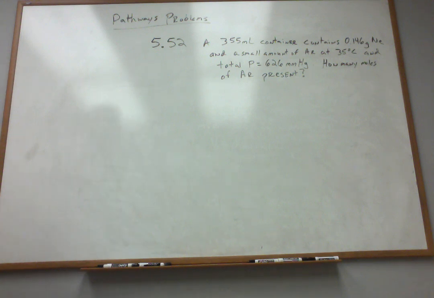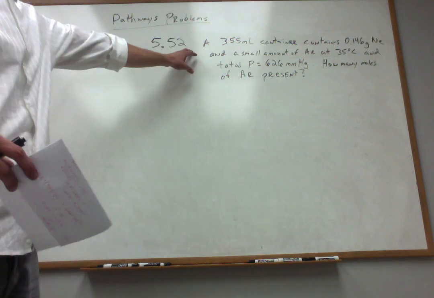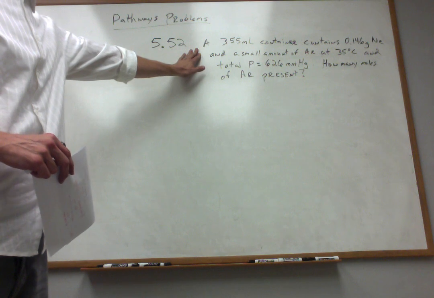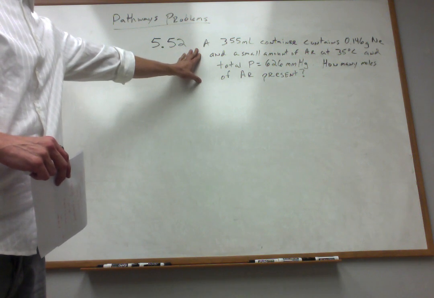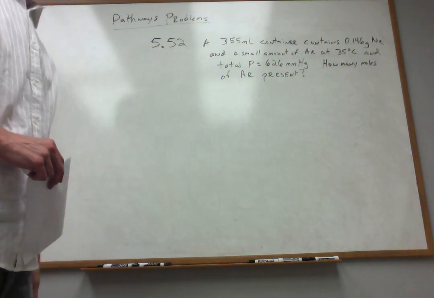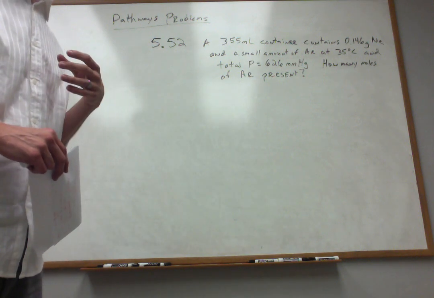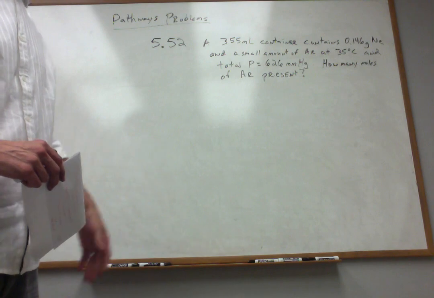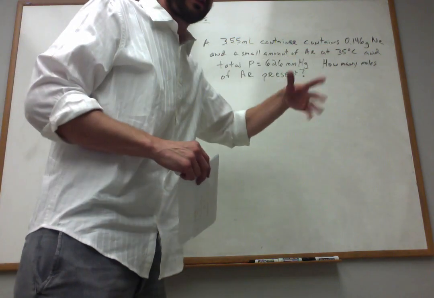Okay, we're going to work problem 5.52 from the end of the chapter. This problem reads, there's a container, it's got a volume of 355 milliliters. It has 0.146 grams of neon that's been added into that container. Sometimes you might say the container or the vessel has been charged with 0.146 grams of neon. That just means it's been added.